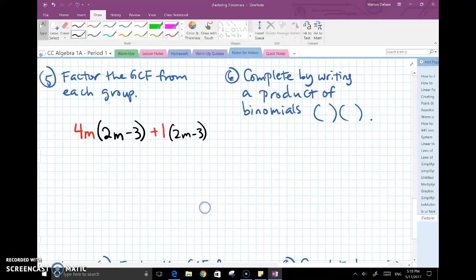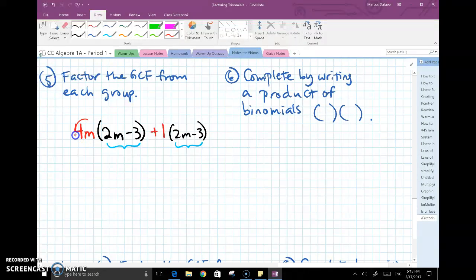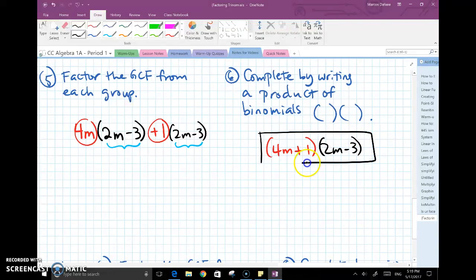Now, before we actually complete this, I want you to note one thing. Right here, those two binomials in black are identical. And at step 5, they have to be the same. It's a good marker for whether or not you're doing this correctly. So to finish this up, we pull the red terms outside. So that would be 4m and the plus 1. And the black ones is factored out. And that's the end.